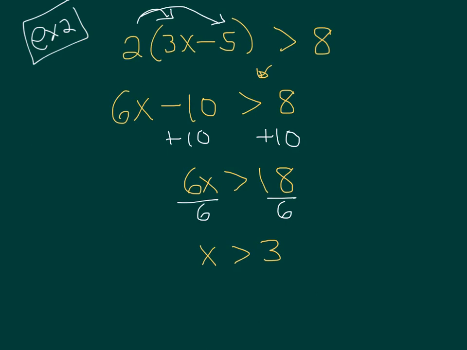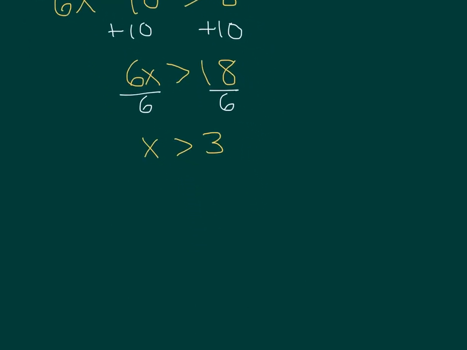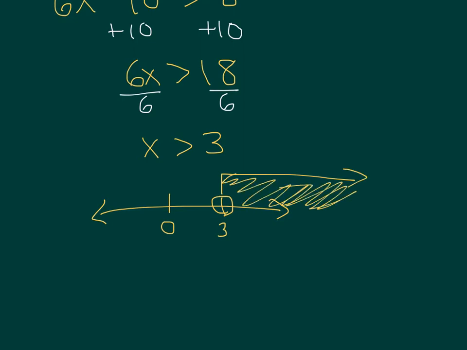All right. Now, I have 2 other ways of representing this answer. First, on a number line, add 0 and 3. X is greater but not equal to, so don't shade in that circle. And I'm going to go to the right and shade in all the possible values for x.